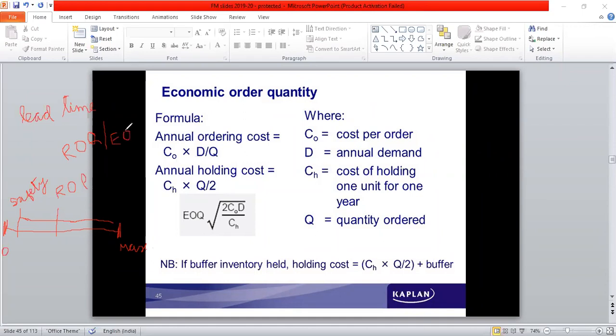The quantity which is ordered should also be economic in nature. The concept of economic order quantity is that the order for the quantity of material which is placed should be economic. Economic means it should save the cost. That's the concept.